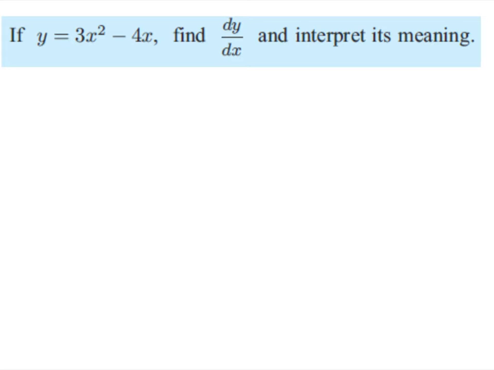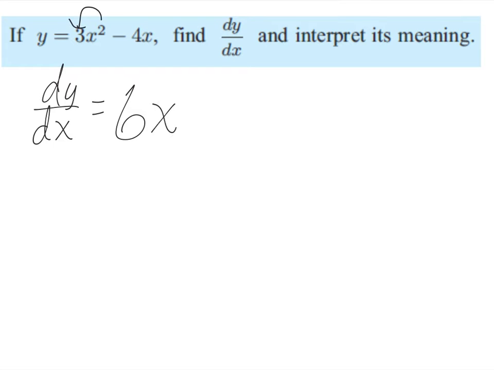And then it says, if y equals 3x squared minus 4x, find dy by dx and interpret its meaning. So if y is 3x squared minus 4x, then for dy by dx, we take the derivative, we bring this 2 out, multiply it by our coefficient, and we get 6x, and then 2 minus 1 is 1, so it's just 6x. And then there's a 1 for the exponent here. We take it out and multiply it by the negative 4. We get negative 4, subtract 1, we get 0. So our derivative is 6x minus 4.